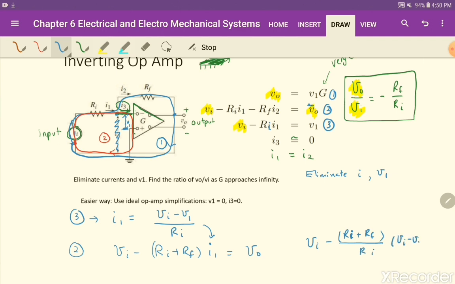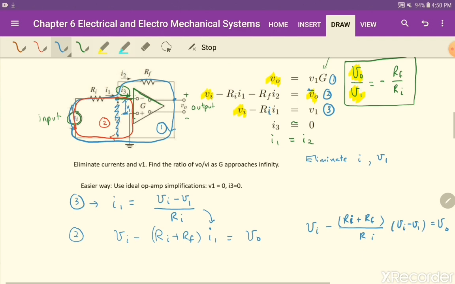VI minus V1 equals V out. So which equation haven't we used yet? That's equation number 1 that relates the V out to V1. V1 needs to go. So from this equation, which I'm going to call equation number 4, I'm going to solve for V1. Let me see, where's V1? I see V1 right there.